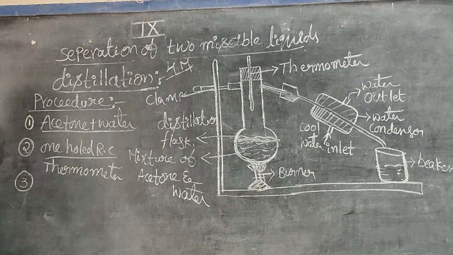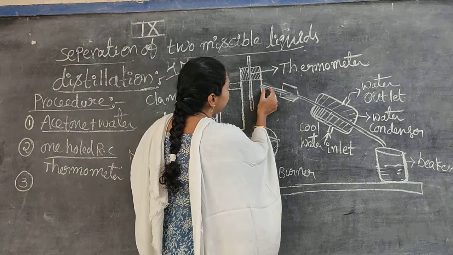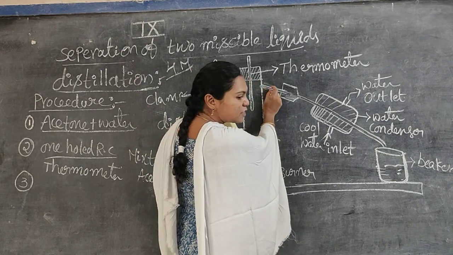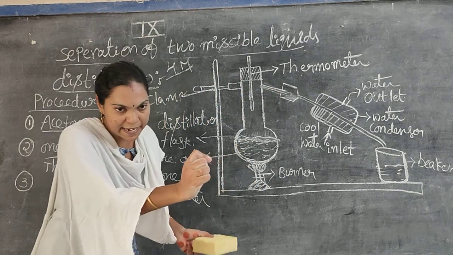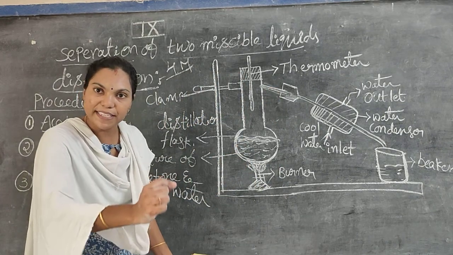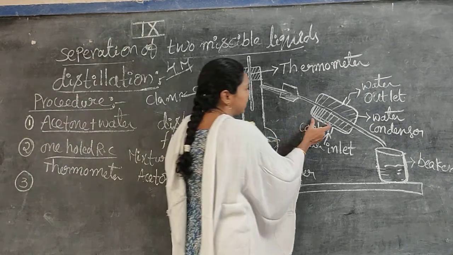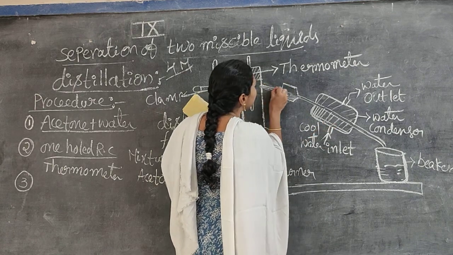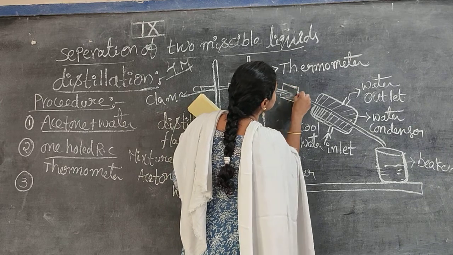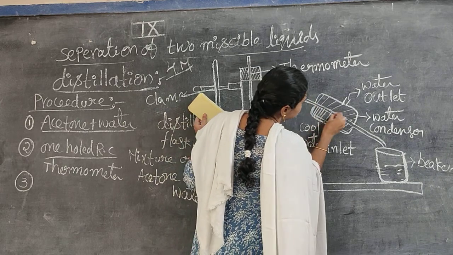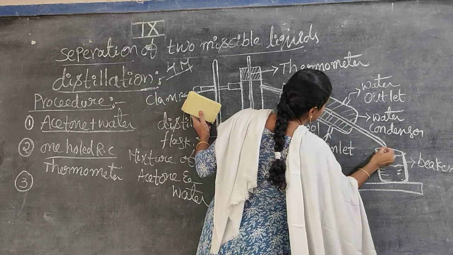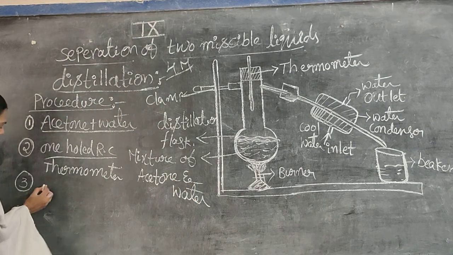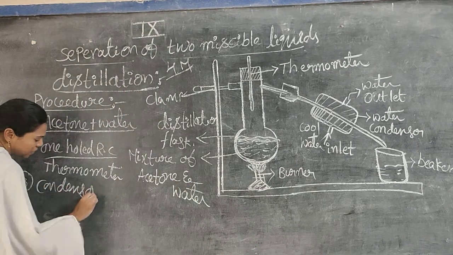Third point. Now, at one side of the distillation flask, you arrange a condenser. This is called a condenser. We arrange the condenser for cooling purpose. This is the water condenser. Arrange the condenser. That is the third point.